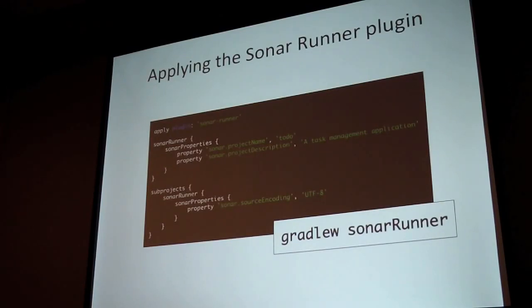All you need to do to configure it, and that's basically on the root level of the project, is to apply the Sonar Runner plugin. And here you see there are some Sonar properties that we set. So we can set the project name. Usually that's derived from your actual Gradle project name, but just to show you that you can change certain properties, you can do that here. And you can say for all subprojects, I want to set specific properties as well.